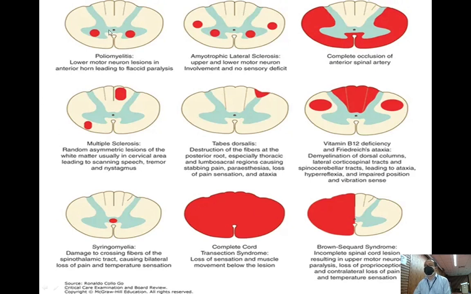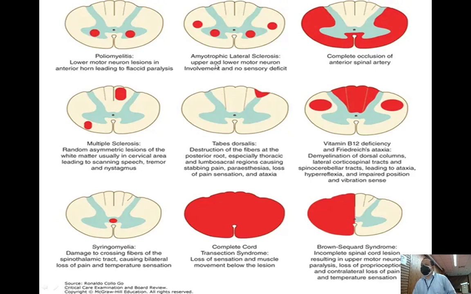The first one is poliomyelitis. The virus which is causing poliomyelitis is affecting this part of the gray horn, isn't it? The anterior horn, and affecting the lower motor neuron. So it's a lower motor neuron lesion, manifesting flaccid paralysis. So in case of poliomyelitis, this is where it will be the site of lesion.